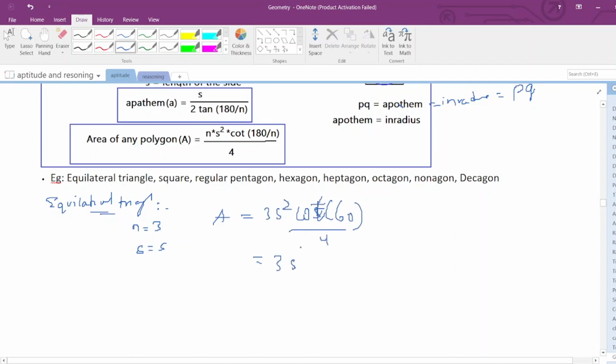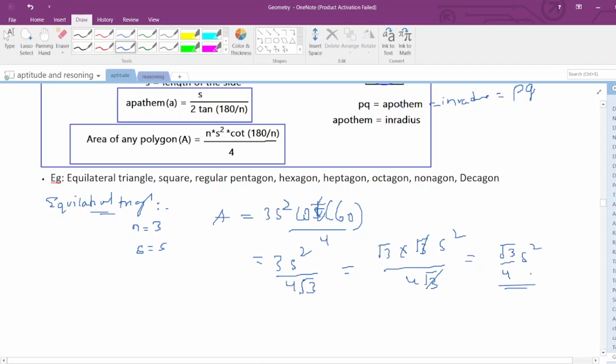So 3 s square cot 60, and cot is cos by sin, right? Cos 60 is 1 by 2 and sin 60 is root 3 by 2. 2 cancels, so it is 1 by root 3, which means 4 root 3. How can I write 3? I can write it as root 3 into root 3. So s square by 4 root 3. So root 3 cancels, and I get root 3 by 4 into side square. So the equilateral triangle formula is root 3 by 4 a square.